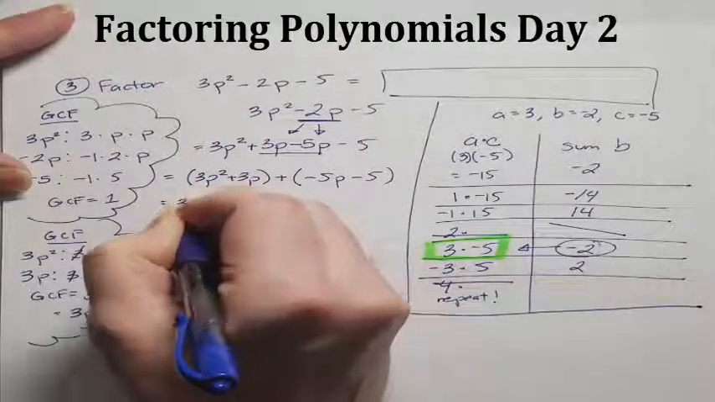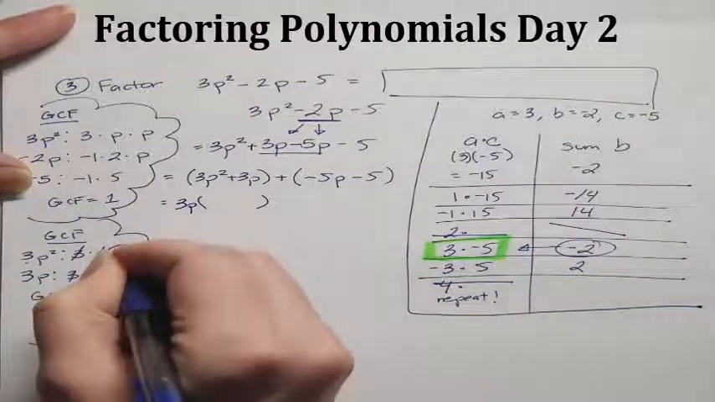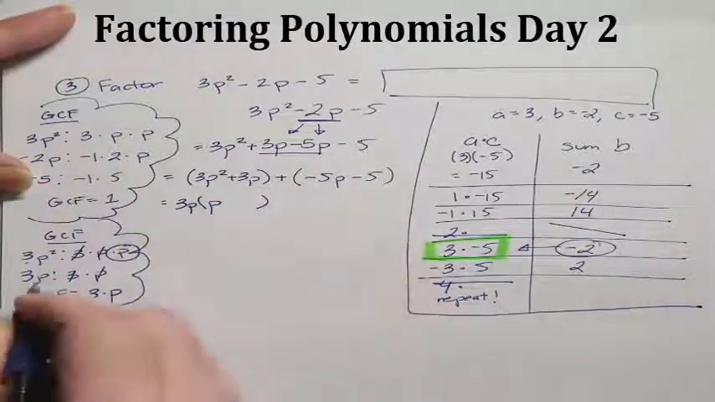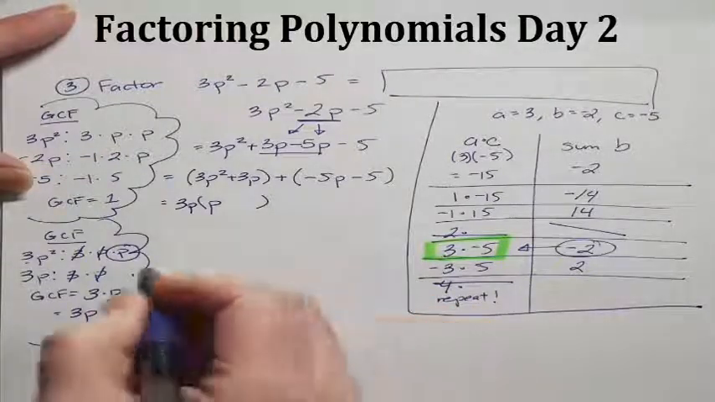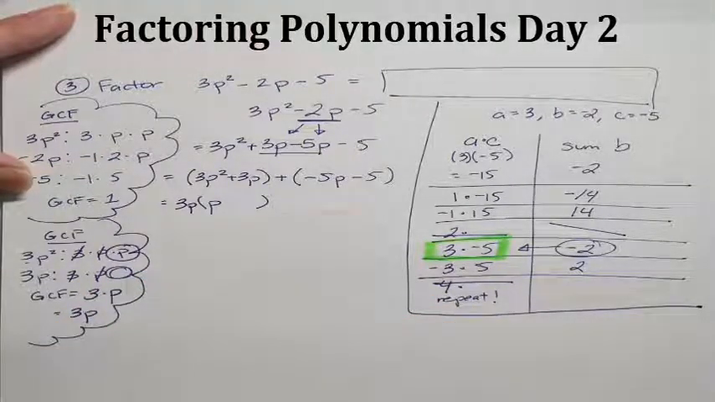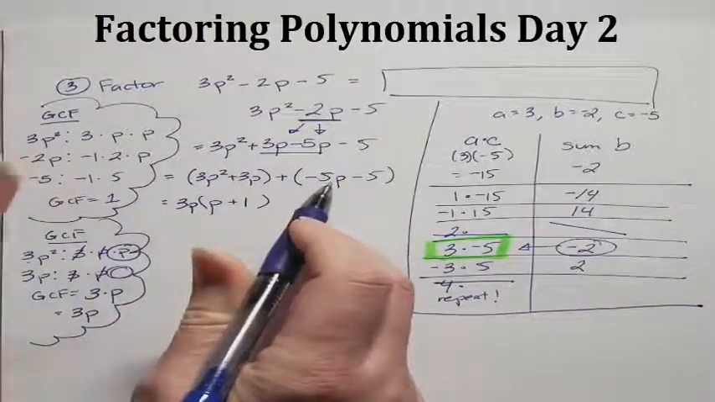So I'll be taking out my 3p, but I need my leftovers. List 1 had a leftover of a p, so here's my p. List 2 didn't have a leftover. Every single list has to have a leftover. So there is one. We just don't see it. It's because it's a 1. So plus 1. So this was for the first parenthesis. Now I need to do the second parenthesis.